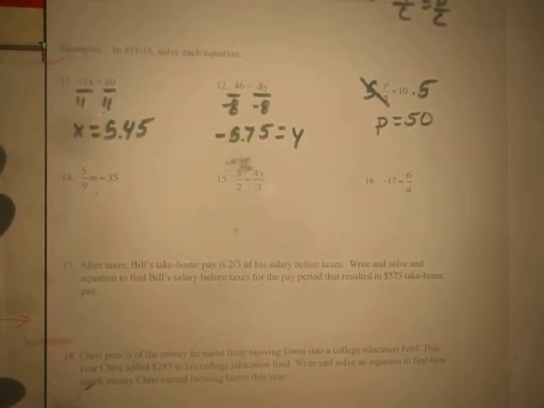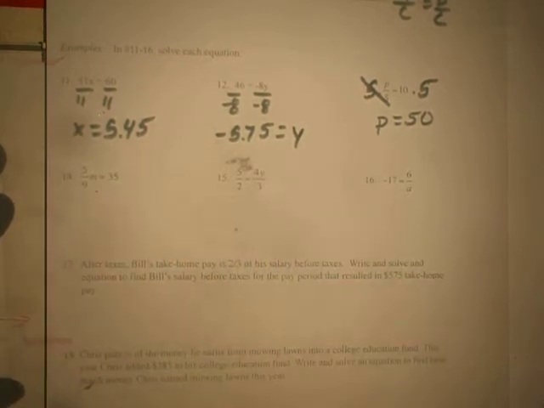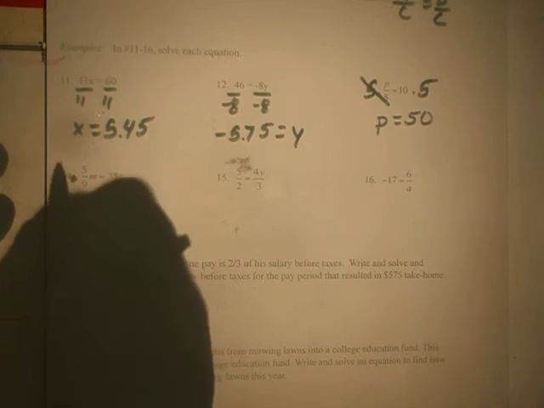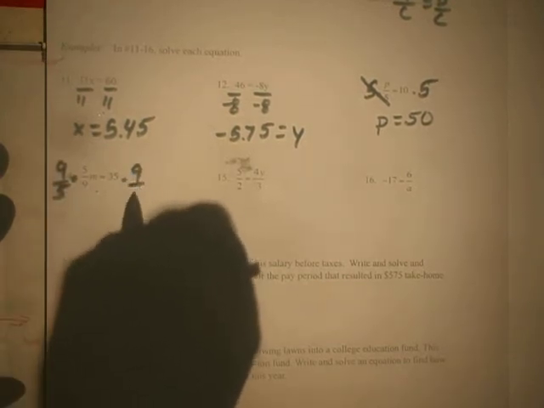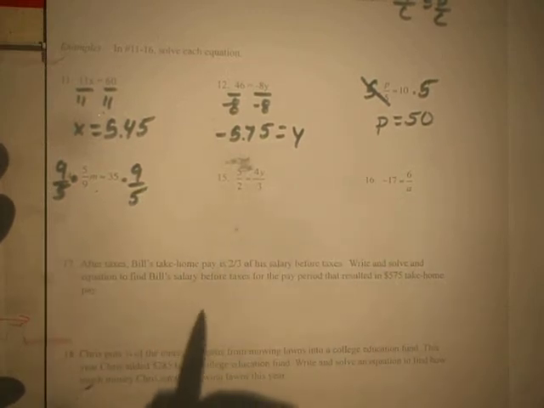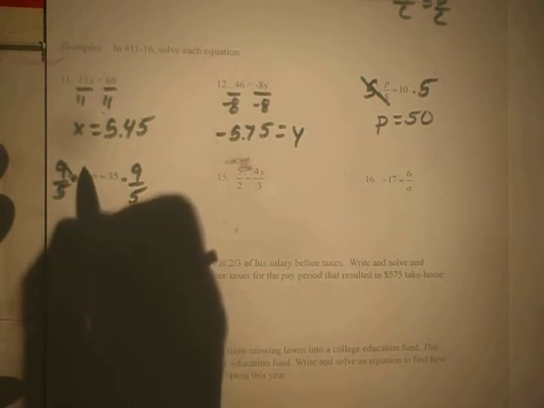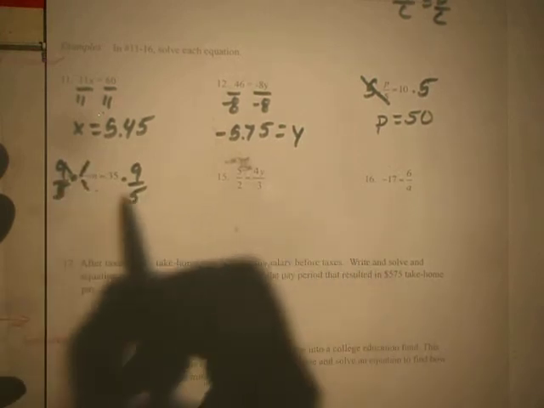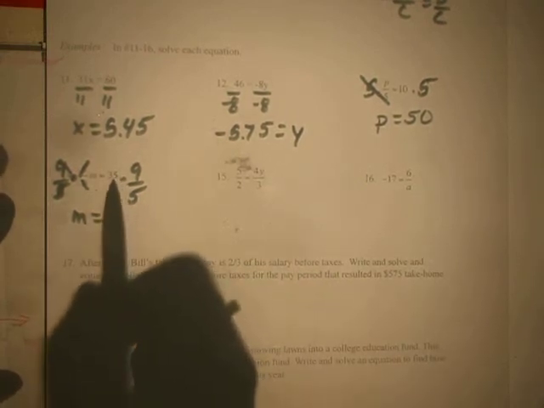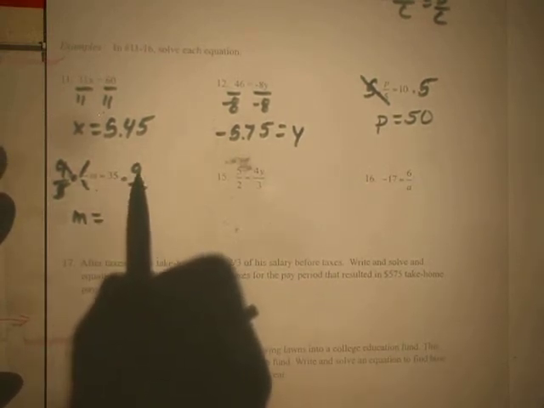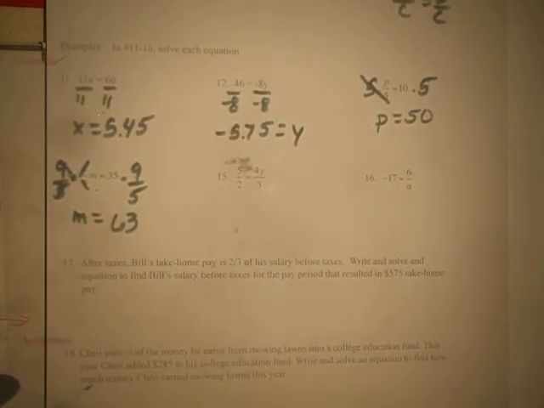Number 14, we want to get rid of this 5/9 that's in front of the m. To get rid of that, we are going to multiply both sides of the equation by 9/5. And when you do that, the 9's cancel out, and the 5's cancel out. On the left side, you are left with m. 35 times 9 divided by 5 is 63.